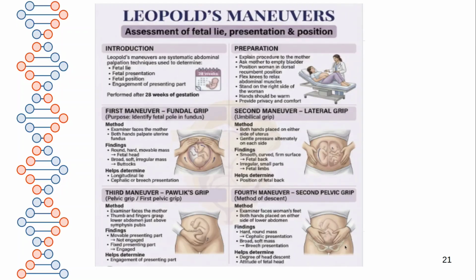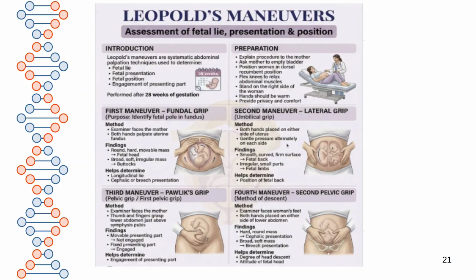A broad soft mass means breech presentation, which indicates the buttocks as the presenting part. This second pelvic grip maneuver helps determine the degree of head descent and the attitude of the fetal head. So these are Leopold's maneuvers: what it is, and the preparation.